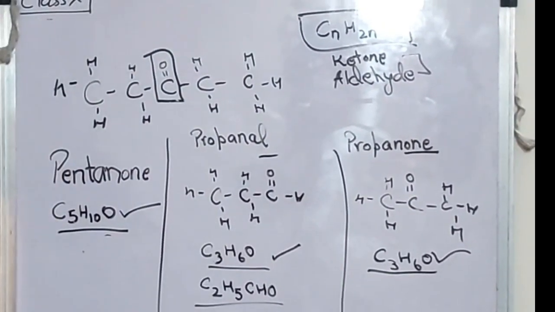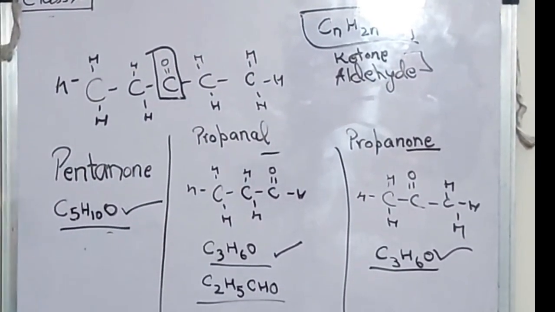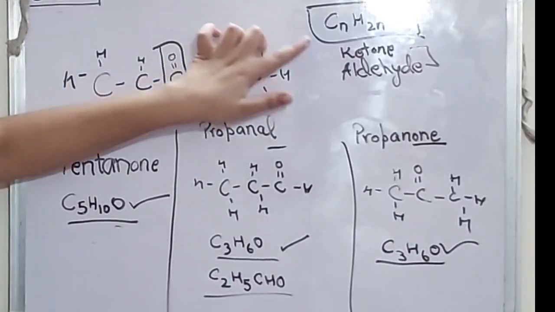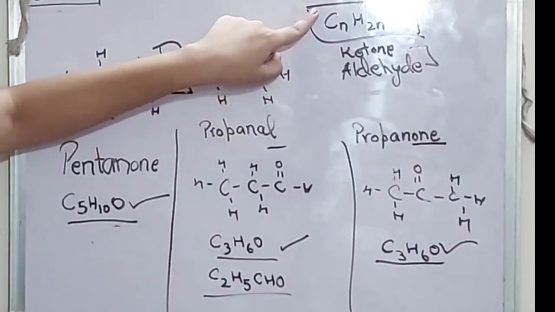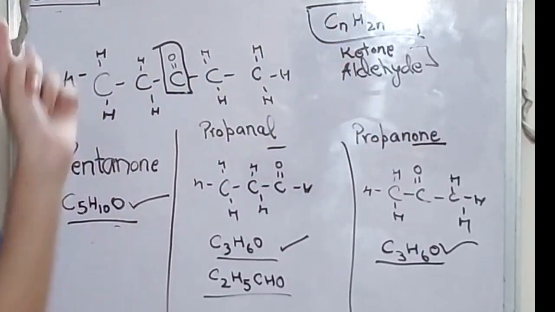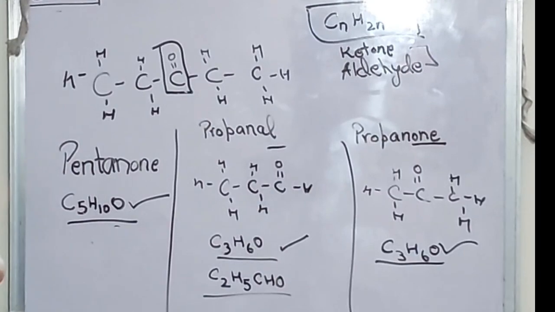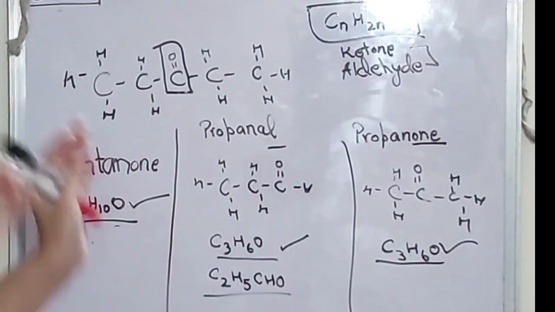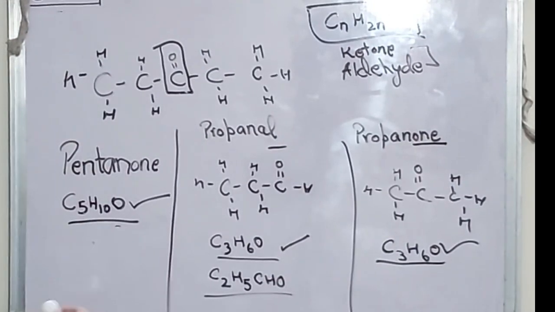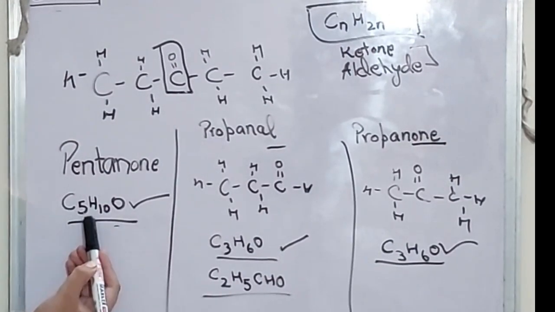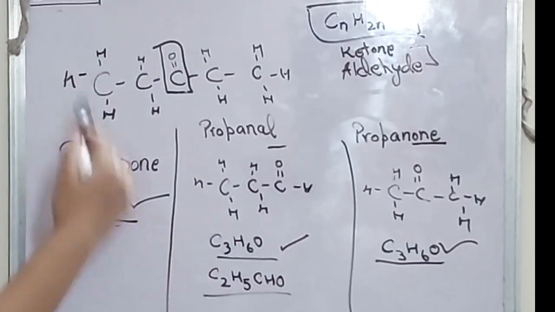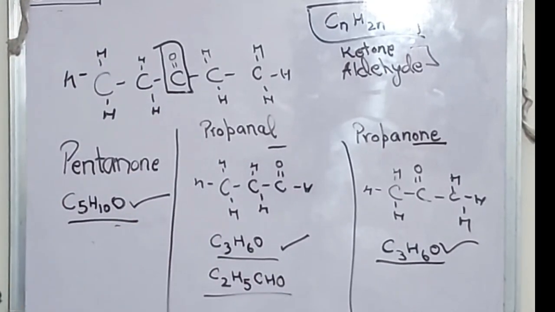So we can see the molecular formula of propanal and propanone is the same. Why? Because the molecular formula of ketone and aldehyde is the same, that is CnH2nO. Here n stands for the total number of carbons. In this whole chapter we are going to refer to n as the total number of carbons. And you can check also that here, with 5 carbons, H is twice that. Here there are 3 carbons, so H is twice the number of carbons.